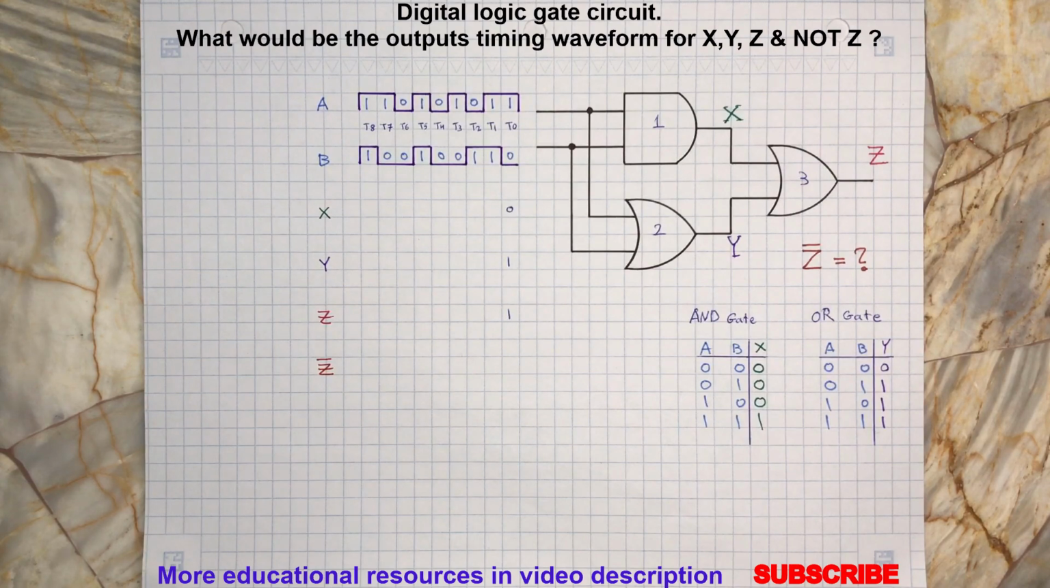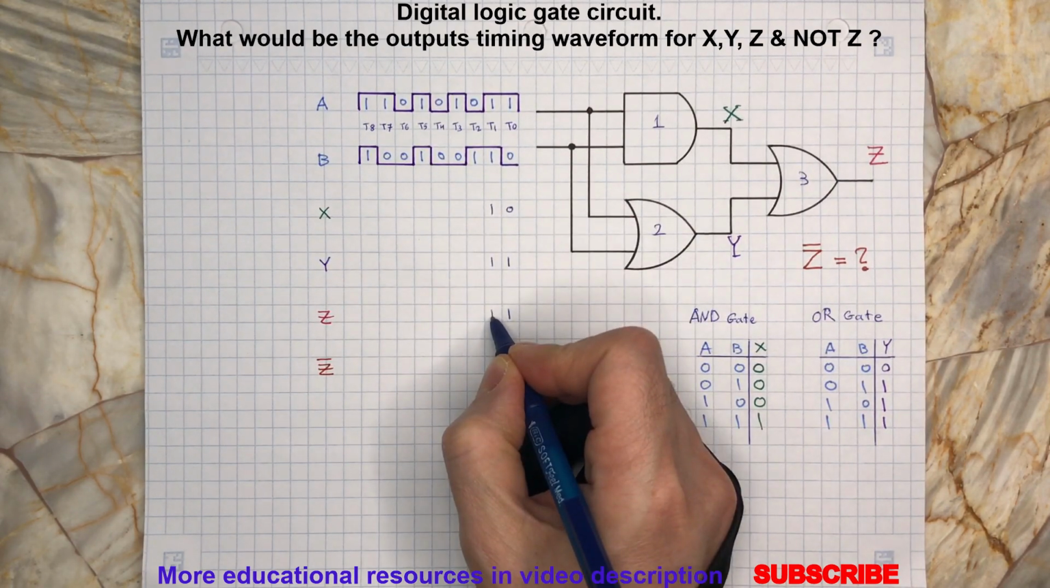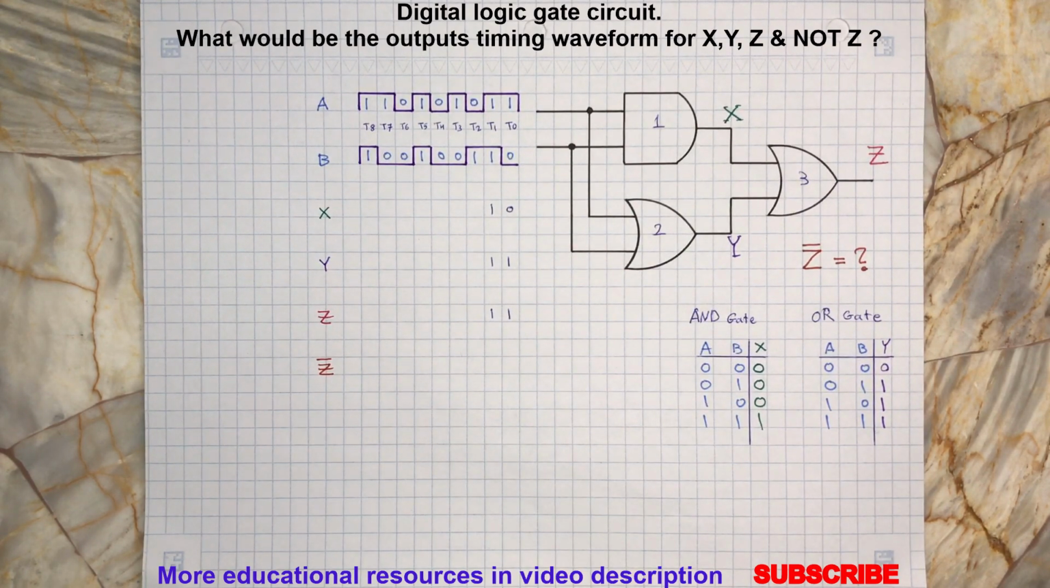During the time interval T1, the input A is 1 and B is also 1. So the output X will be logic 1 and Y will be logic 1. Therefore, we will have a logic 1 at output Z as well. At interval T2, A is 0 and B is 1, so the output X will be logic 0 and output Y will be logic 1. And again, we will have a logic 1 at output Z.